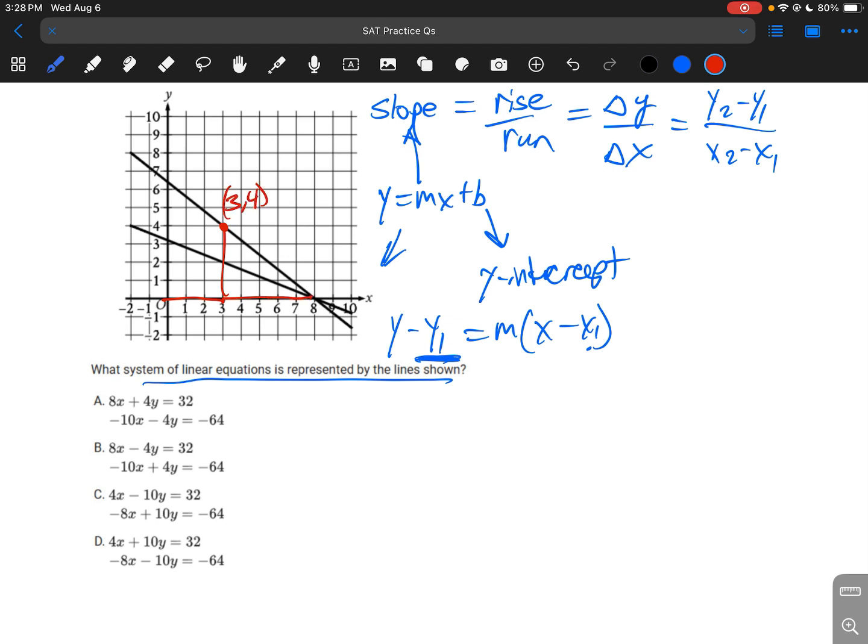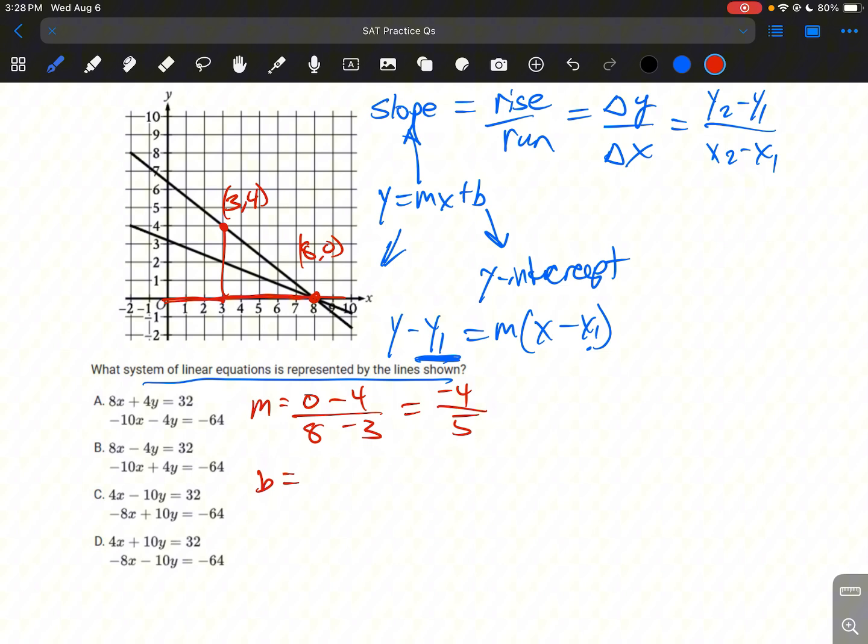And go pick this point here. It's 8 and 0. So for slope, we have to pick this as y2 because it's further along on the x-axis. So y2 is 0, and y1 is 4. x2 is 8, and x1 is 3. So this gives you negative 4 over 5 as our slope.